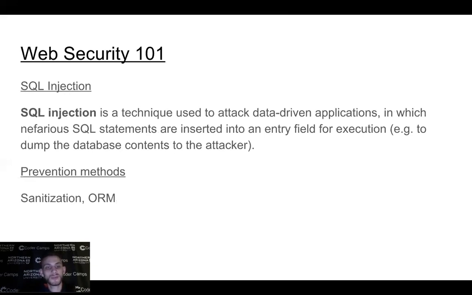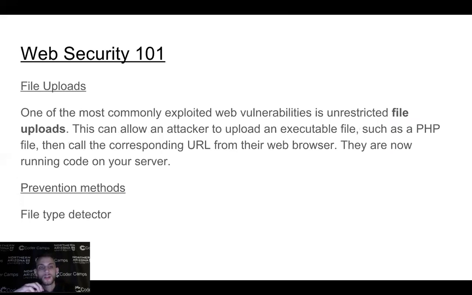A couple known prevention methods are sanitization, which goes back to what we just talked about, protecting your inputs. And then you could use object relational mapping tools as well. Okay, so let's go on and keep exploring these vulnerabilities.